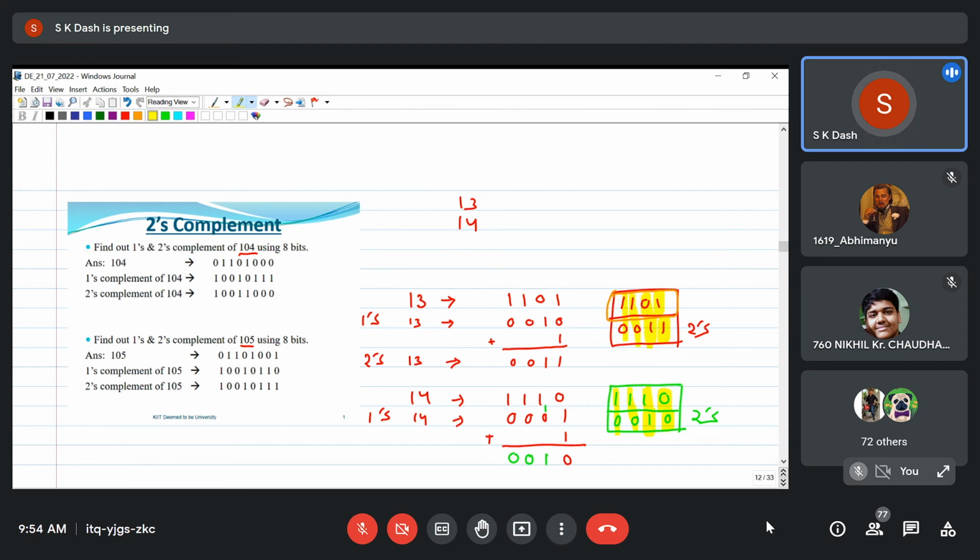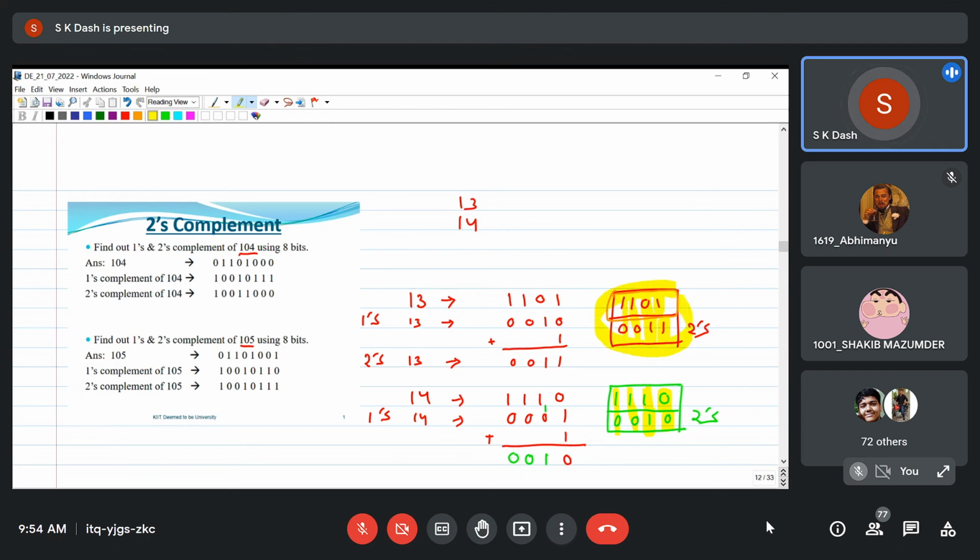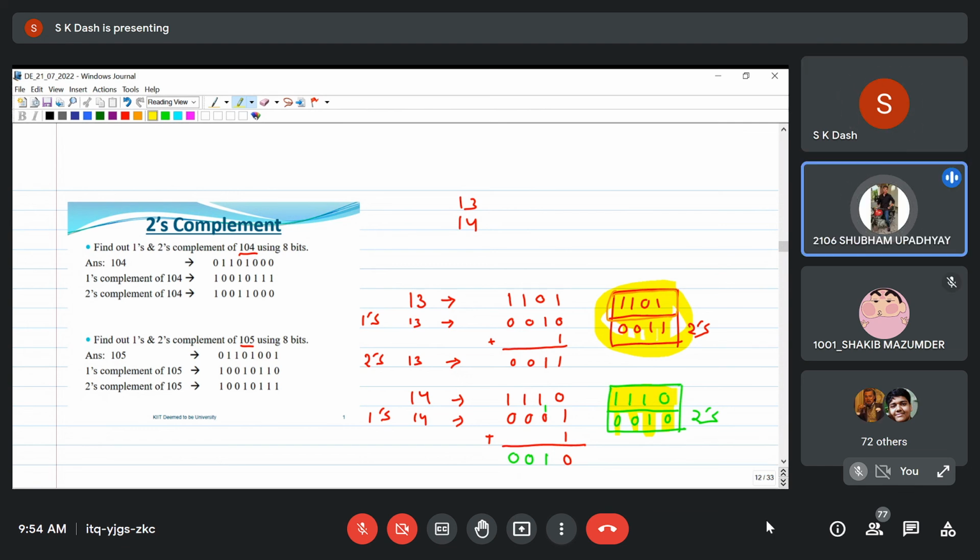Sir, do we need to get one in both ones and twos complement? We need to get one in both ones and twos complement? No, I didn't write one's complement. I'm checking from this binary number only. So, sir, what you are telling is how to get two's complement directly. Directly. Take another example. Okay, give me another example.